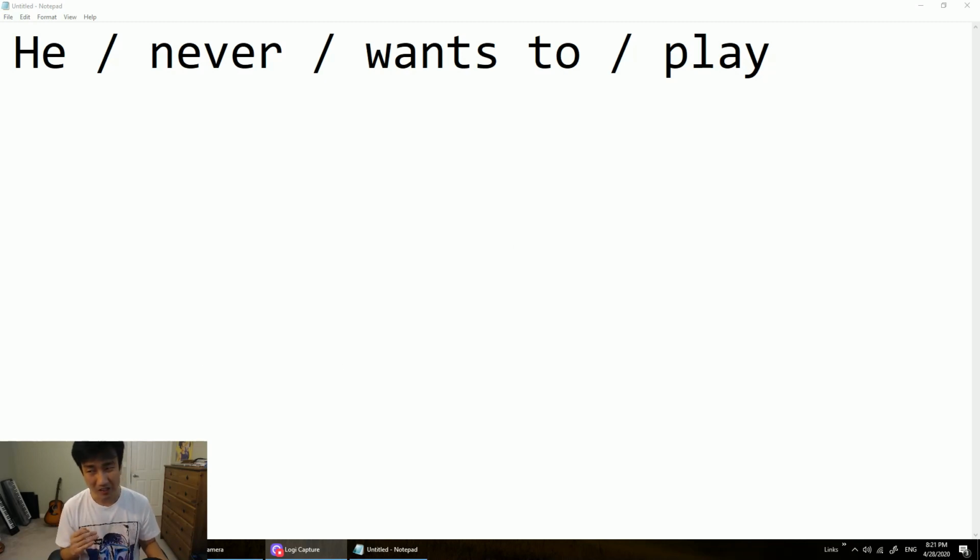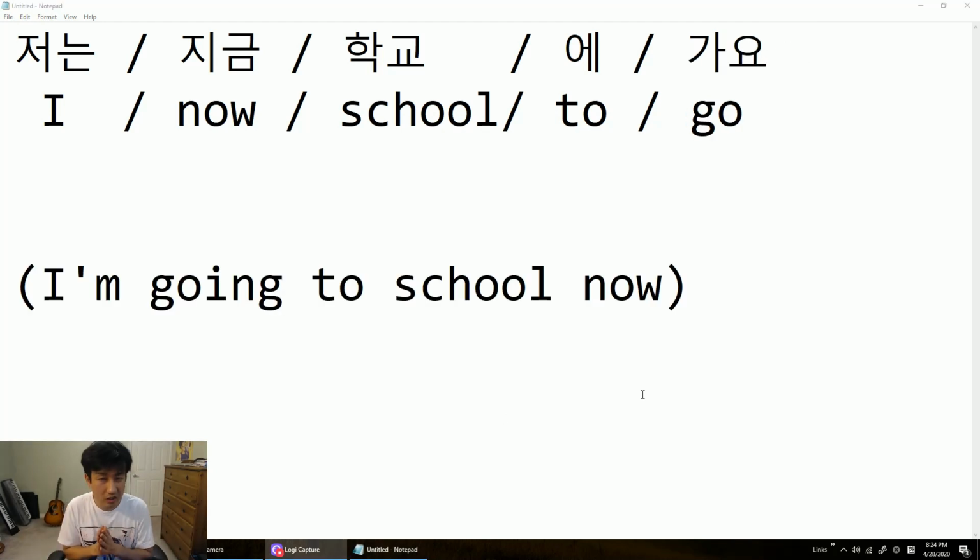So let me try to write something in Korean. Okay, so here is a sentence I wrote in Korean. So say that you have this sentence already, you found it somewhere, and now you want to just play with it and make up new sentences, okay? So here is 저는 지금 학교에 가요. 저는 지금 학교에 가요, right? And I wrote the English translation down here below. So it's like, I now school to go. So it means like I'm going to school now, right?